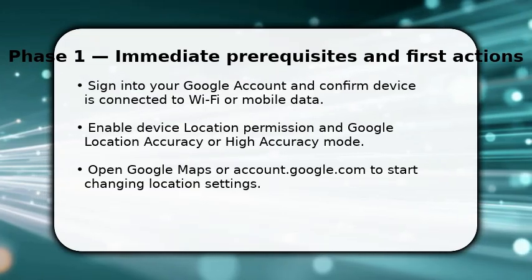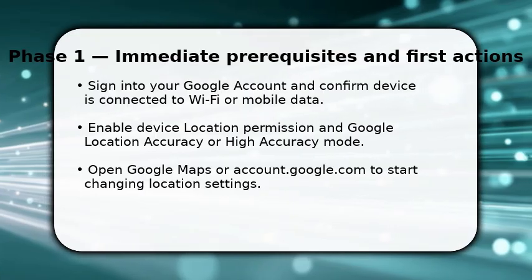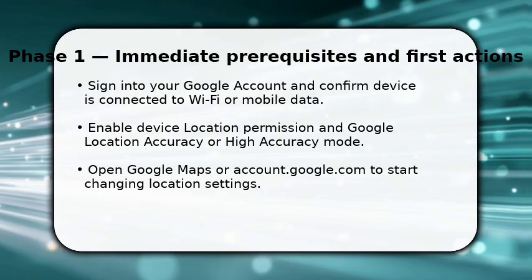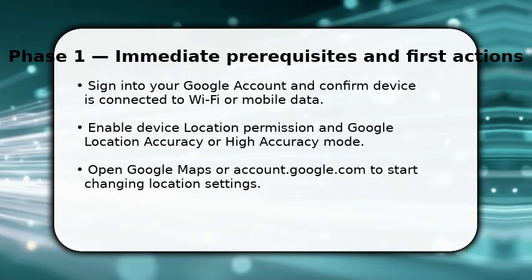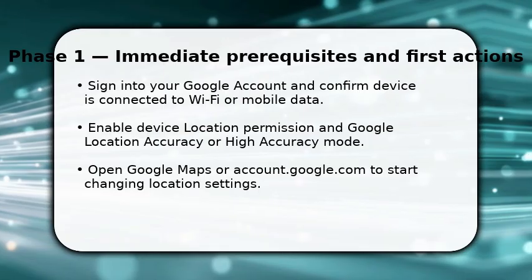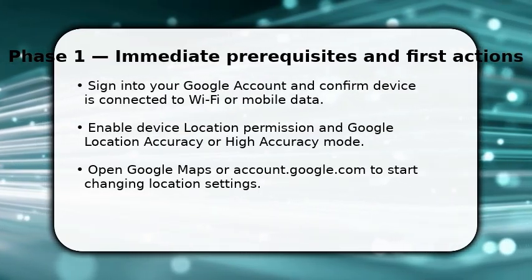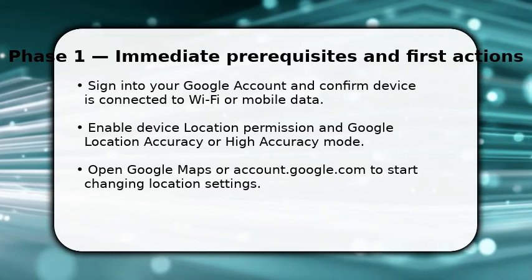You'll start by confirming the essentials. You're signed into the Google account you want to change, and your device has location enabled. Once done, turn on high accuracy or Google location accuracy so apps get precise signals. Make sure Wi-Fi and mobile data are active because they help triangulate position.